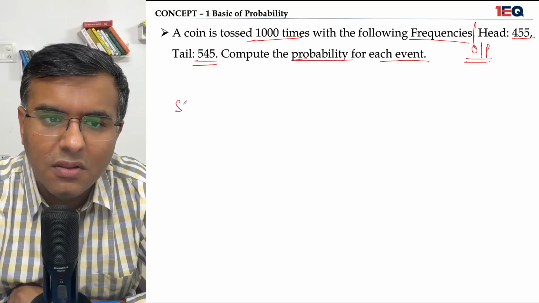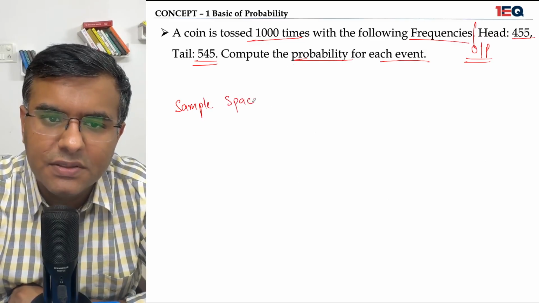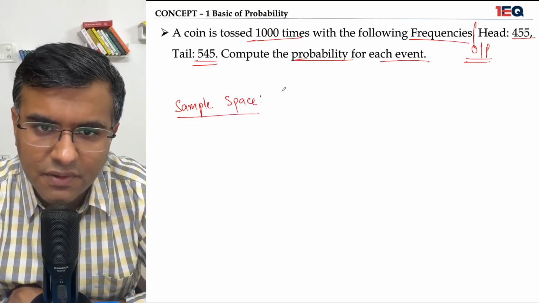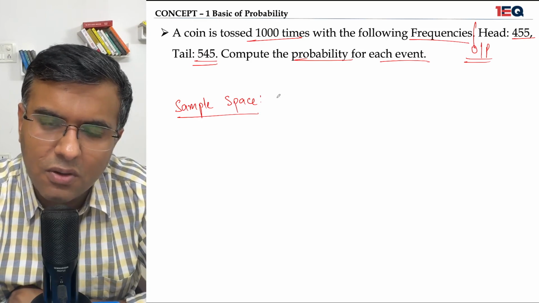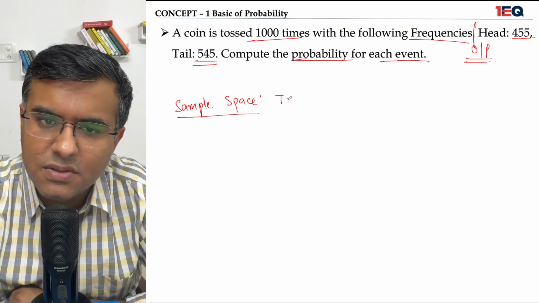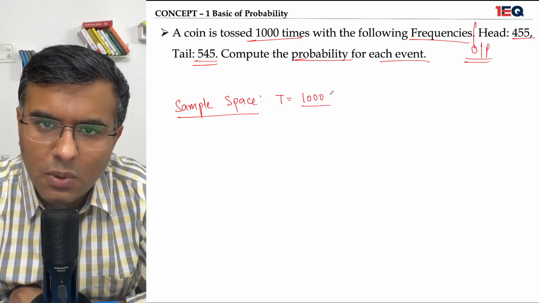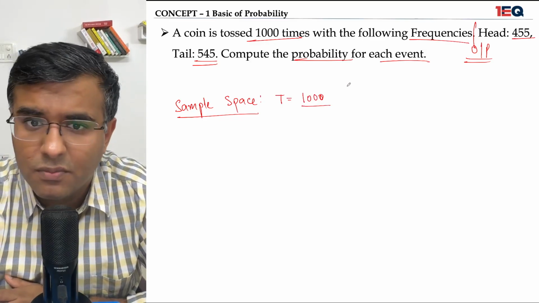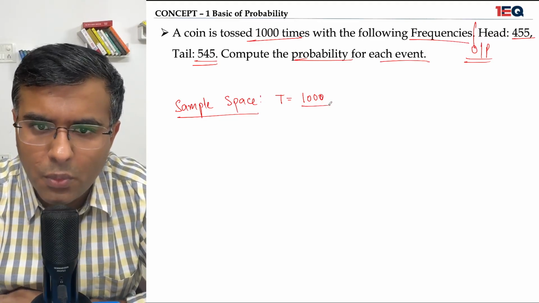First of all, the main point which I need to find out is my sample space. As I've already talked about in the definitions, sample space is all the occurring events, or all the total number of tries which took place. So the total number of trials which took place was 1000. 1000 was the number of times the coin was tossed. So T is equal to 1000.